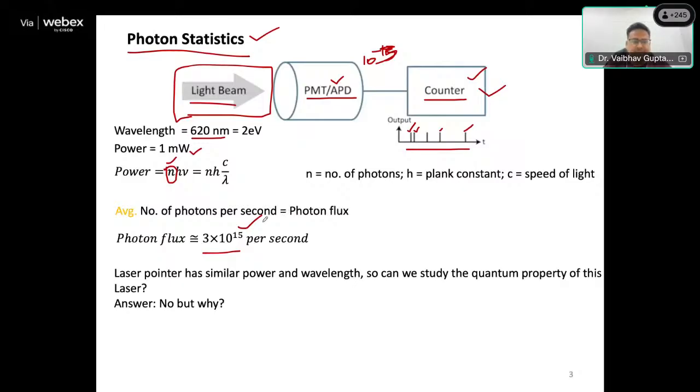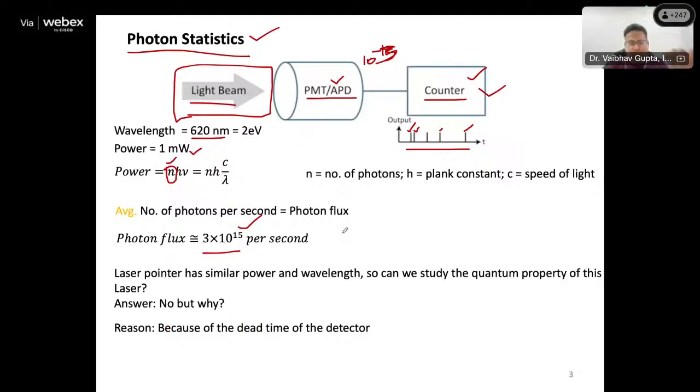But typically that is not true. So we will also discuss this in detail, but up to now you know that if you have wavelength given, power given, you can calculate number of photons in 1 second. So per second, this is also the photon flux.